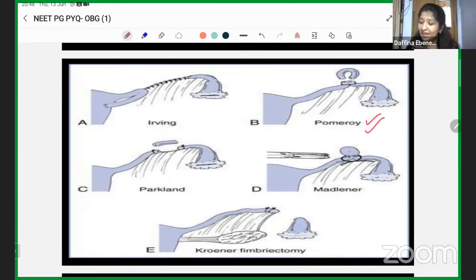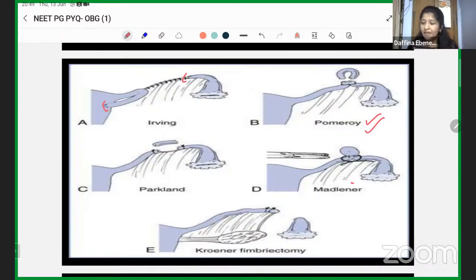On the other hand, Irving is where you cut and ligate the fallopian tube, and one end of the fallopian tube, the proximal end, you bury in the myometrium, and the distal end you bury in the broad ligament. Proximal end in the myometrium, distal end in the broad ligament. That is Irving's technique. The other is Madlener's technique. Madlener's technique is similar to Pomeroy's technique, but instead of cutting, you take the crush forceps and crush that part of the fallopian tube.